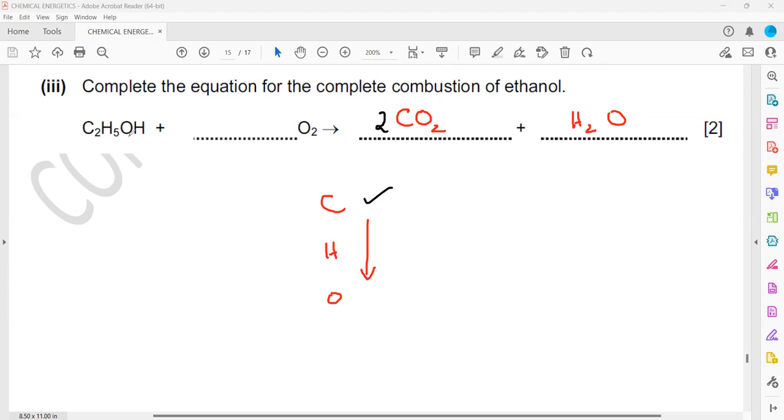5 plus 1, 6. So we need 6 here. So we put 3. 3 multiplied by 2 makes 6. So hydrogen is balanced.